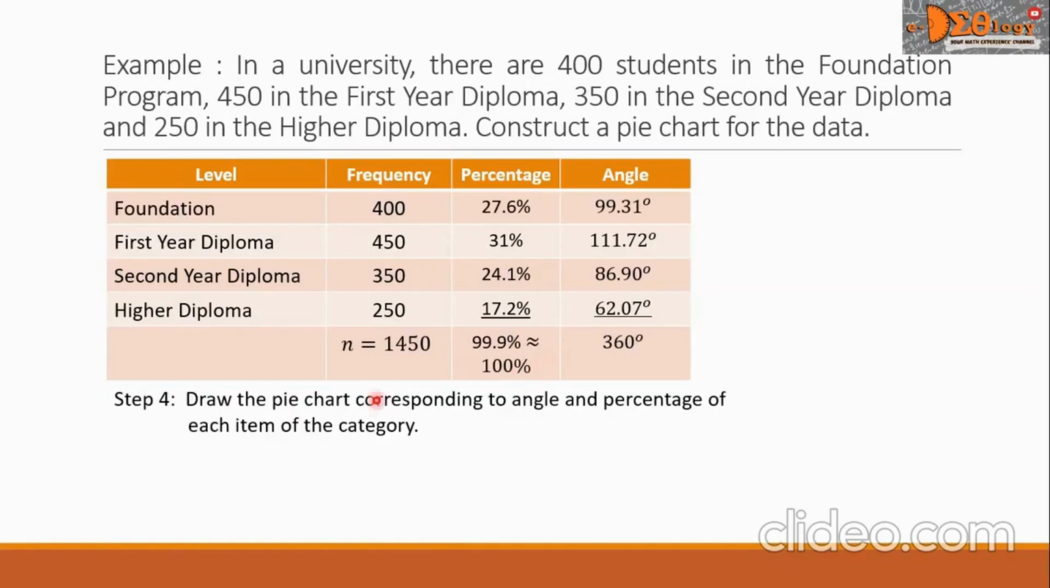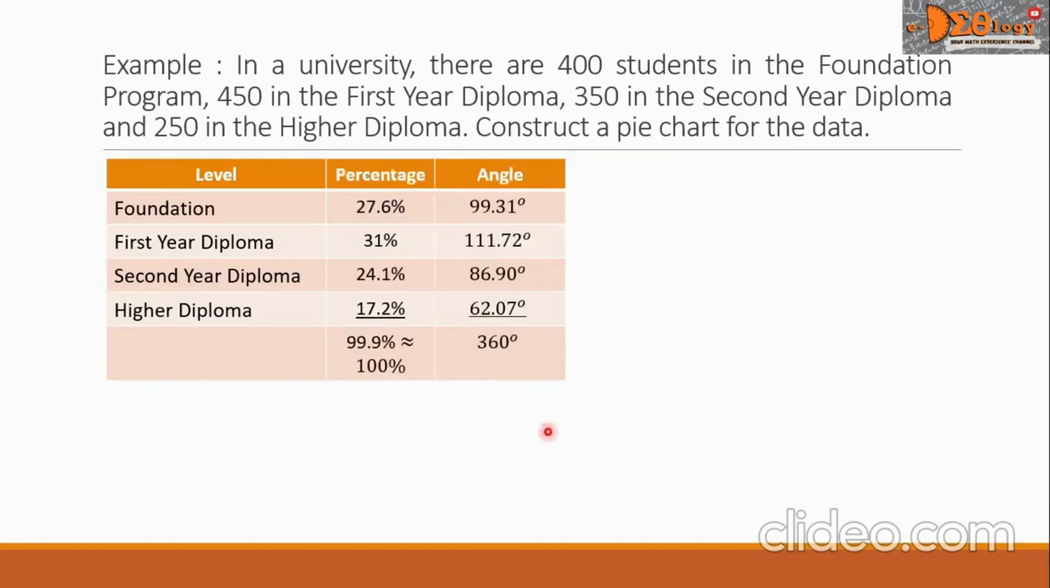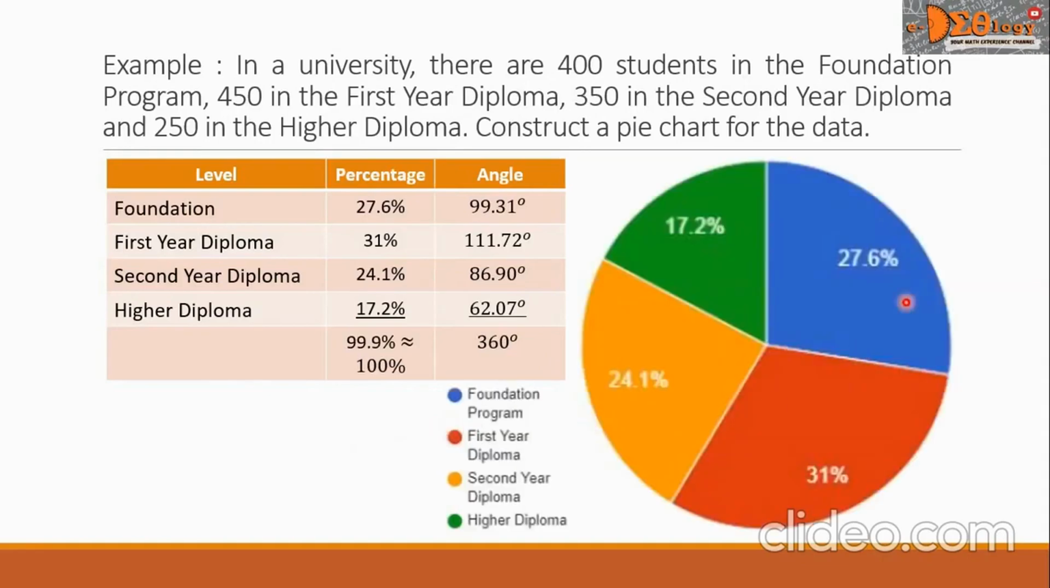Now, let us go to step 4. Draw the pie chart corresponding to angle and percentage of each item of the category. So let us minimize our table because we're going to draw the pie chart. This is the finished product or the pie chart of this example. Please observe that in the pie chart, we are putting the percentage for each item of the category. Let's start with the first one, the foundation.